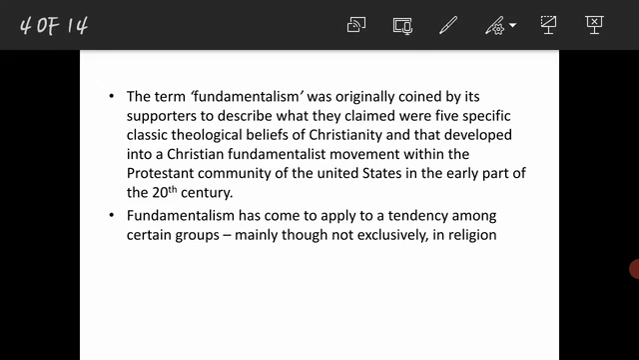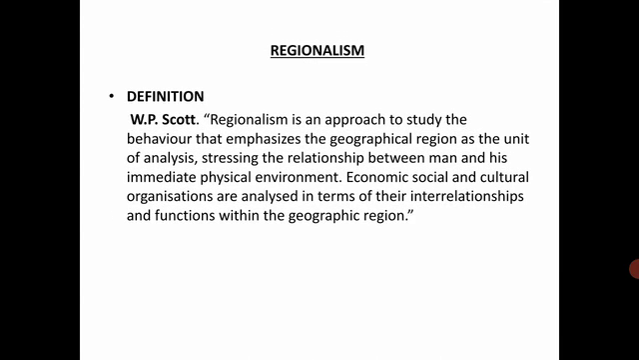Next, we see regionalism. Regionalism is also one of the great challenges to the national integration of India. One particular definition says that regionalism is an approach to the study of behavior that emphasizes the geographical region as the unit of analysis, stressing the relationship between man and his immediate physical environment. Economic, social, and cultural organization are analyzed in terms of their interrelationship and function within the geographic region.